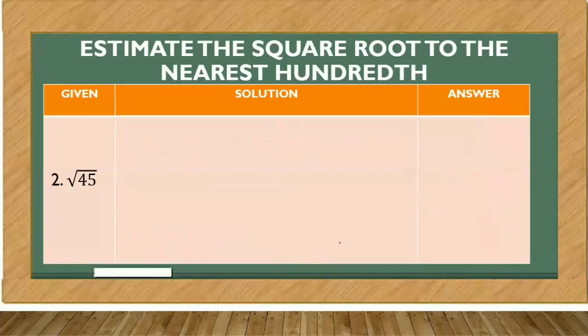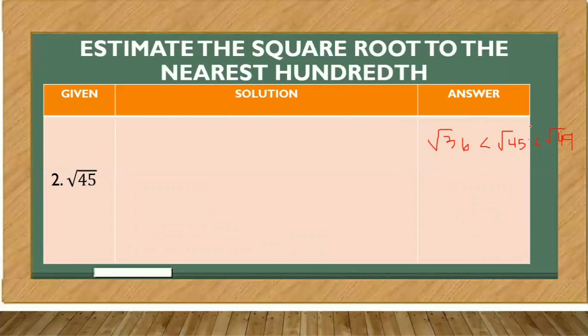Okay, another. Square root of 45. So, square root of 45, kanino siya malapit? Na merong perfect square. Kay what? Square root of 36, diba? Nasa gitna siya si square root of 45. And then, sino pa yung merong perfect square? Square root of 49, diba?